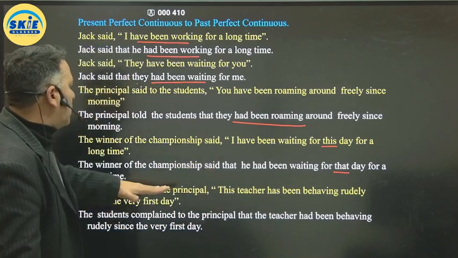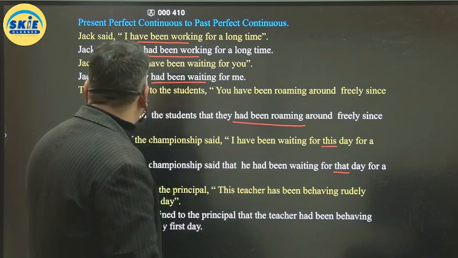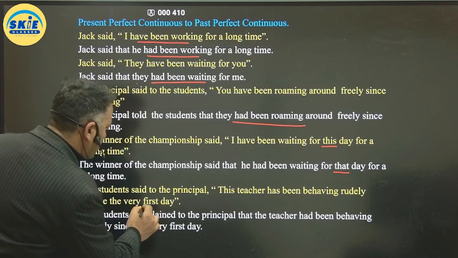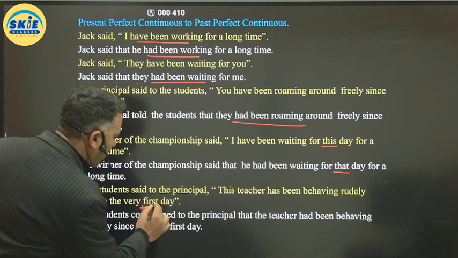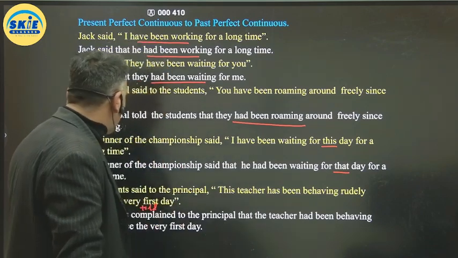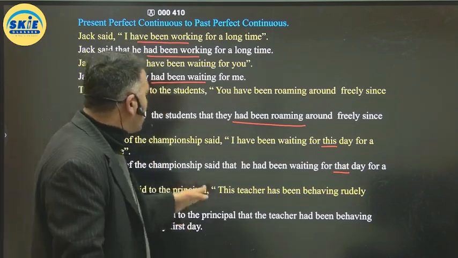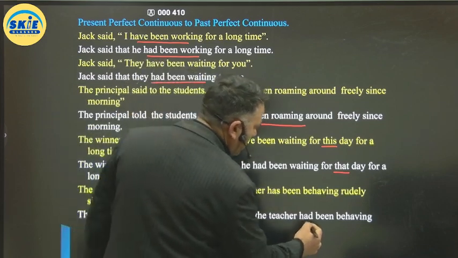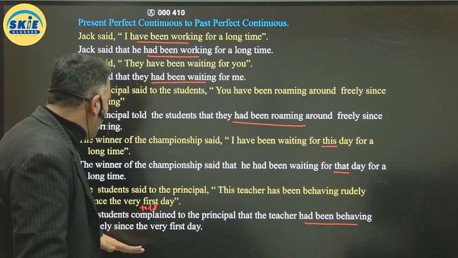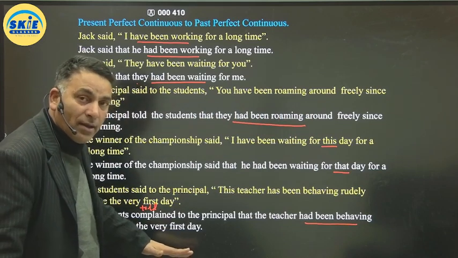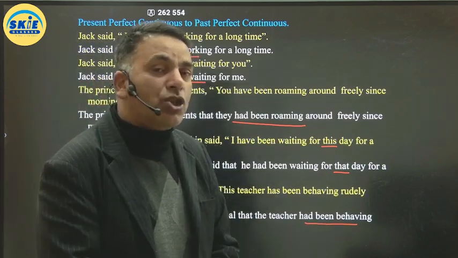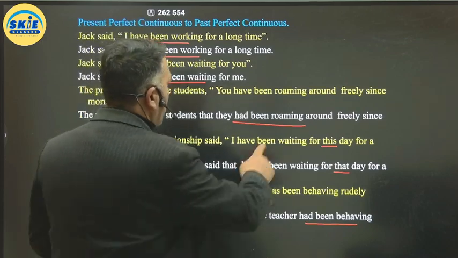The student said to the principal, this teacher has been behaving rudely since the very first day. The students, you can simply put here, told is also correct, but if you want to be accurate, as an advanced learner, you can say the students complained to the principal that the teacher had been behaving rudely since the very first day. Right? So this present perfect continuous is changed to past perfect continuous.